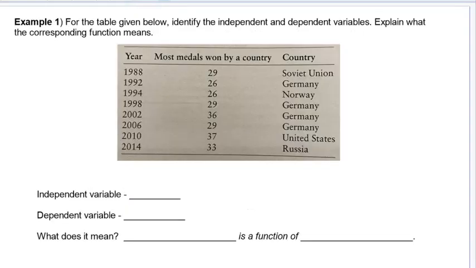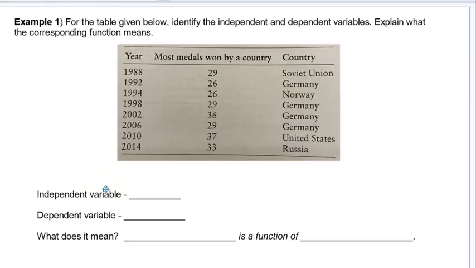So let's take a look at some examples. Here's a table that tells us, in a particular year, who won the most, notice this column, the most medals won by a country in a given year. And these are the years given here. They kind of jump around a little bit. Most of them are separated by 4 because that's when the Olympics are held.